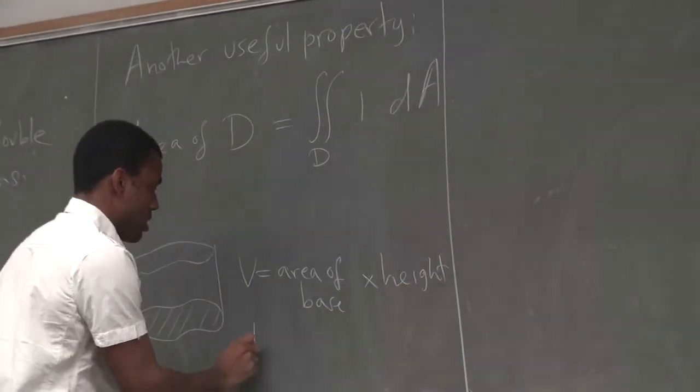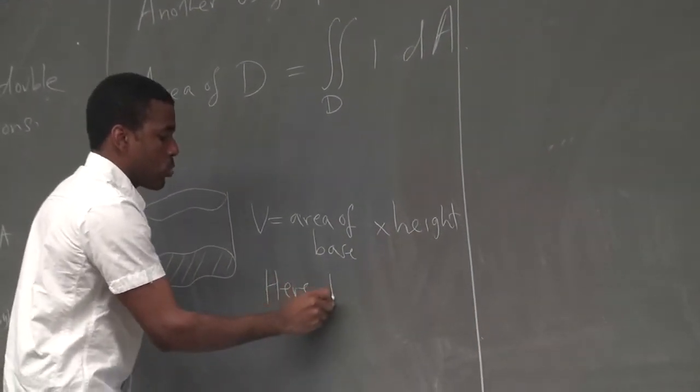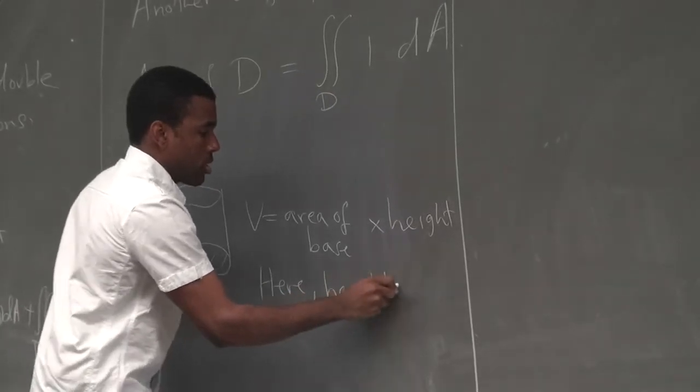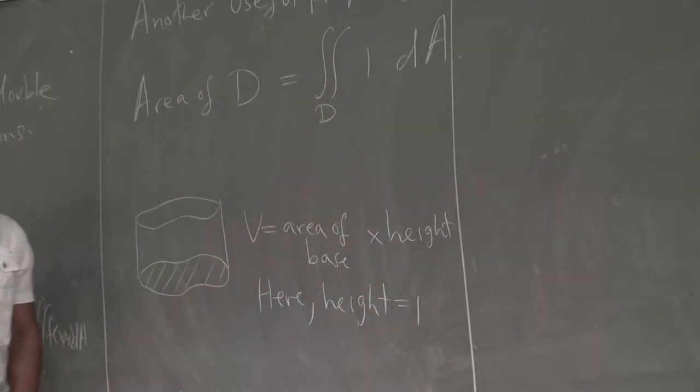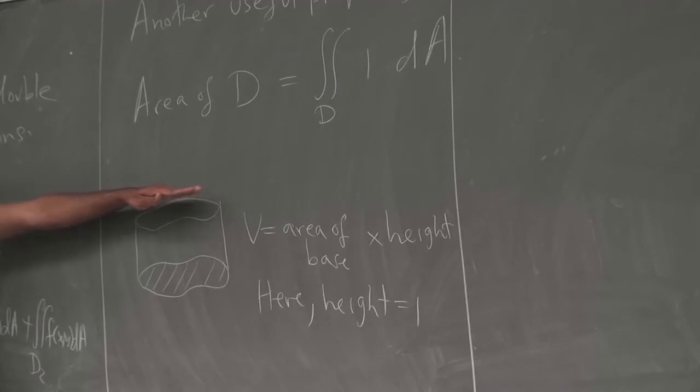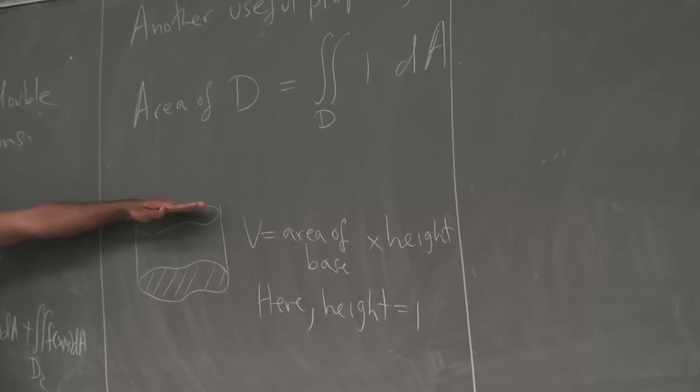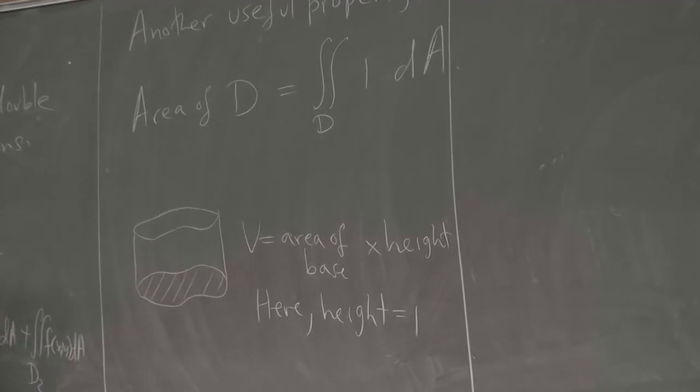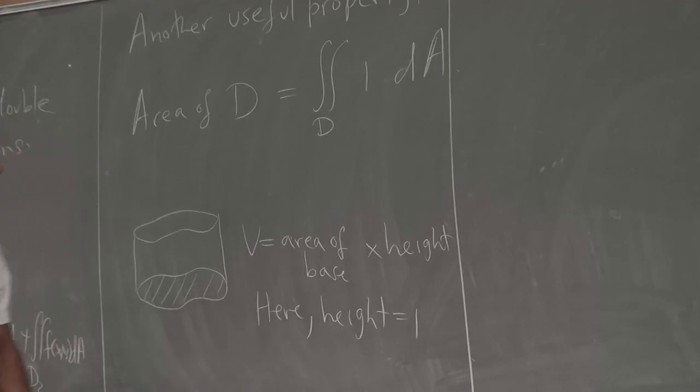Right? And here, I just set the height equals 1. That's my function, 1, right? So if I find the volume of that, the volume is actually numerically equivalent to the height in terms of magnitude. So you also get it that way. That's actually something that's going to save us a lot of work.